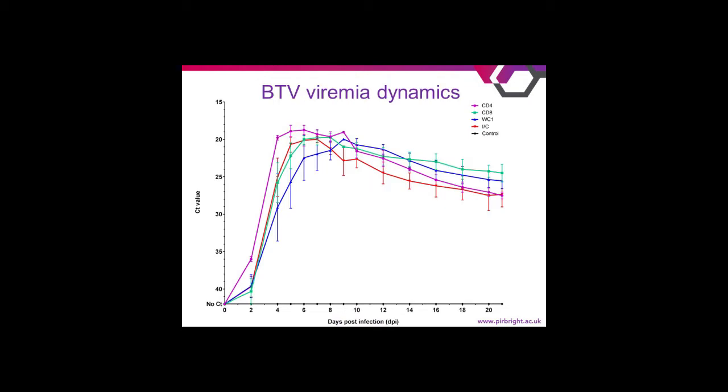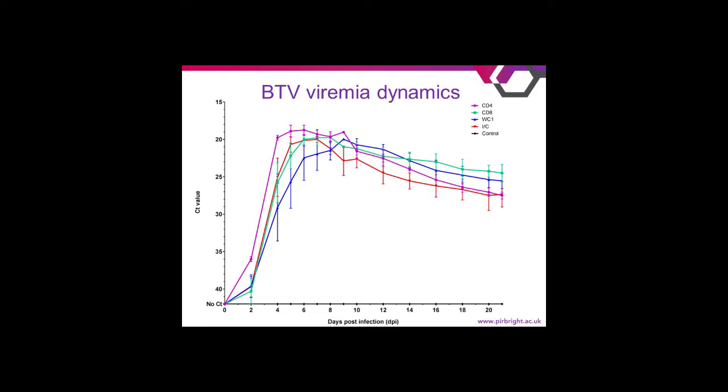So then when we look at the levels of BTV viremia and the dynamics across the course of the infection, plotted on the y-axis is the CT value, which is based on a BTV segment 10 PCR. So you can see basically the average of all the animals in each particular group. You can see that the CD4 positive T cell depletion group appears to have an earlier detectable increase in BTV viremia within the blood, and also a higher overall level compared to the isotype control, which is in red.